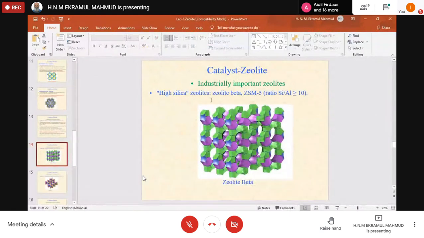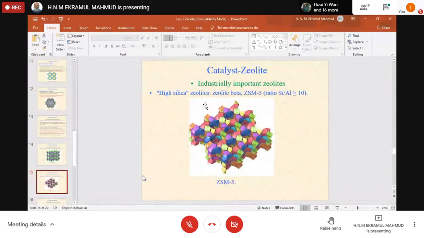So high silica zeolites, that is zeolite beta and ZSM5, all have a silica alumina ratio of more than 10. This is the structure of zeolite beta. We look at the pore size and the acidity based on that. High silica zeolite beta and ZSM5 are like this structure, right? 5 angstrom is the pore size, very low. And acidity may also be very high, right?